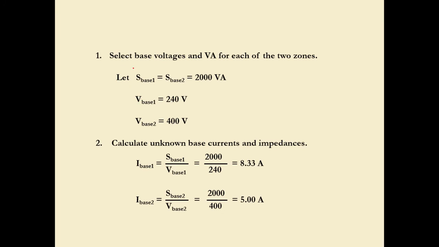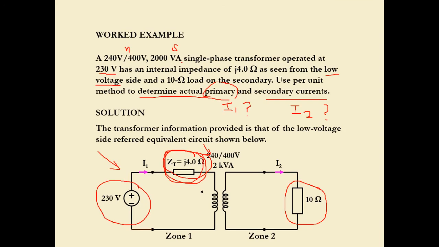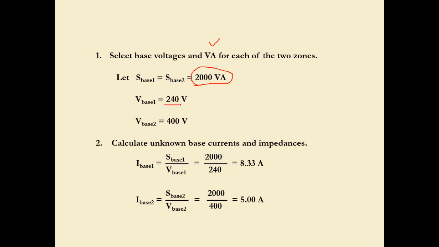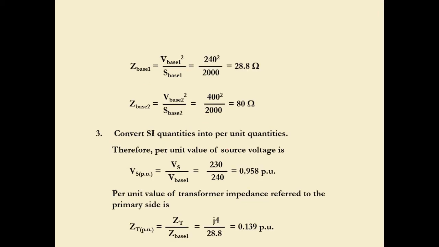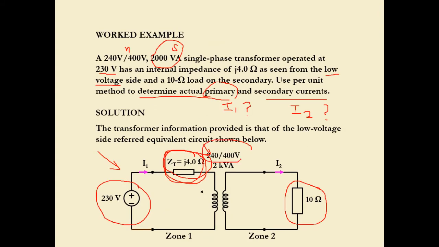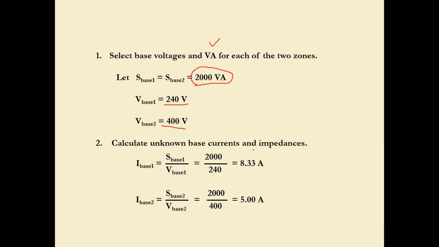Again, start with the base value or base voltage and base complex power, VA. Okay, so S base 1 equals S base 2. This is 2000 volt ampere. Okay, we simply take from the equation 2000 volt ampere. So V base 1, V base 2 are taken from the ratio of the transformer here. All right, the ratio of the transformer. So it becomes the V base. So calculate the unknown base quantities and impedance.